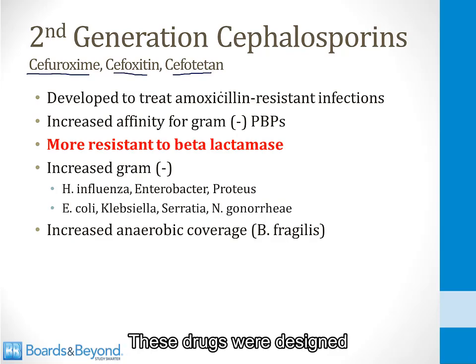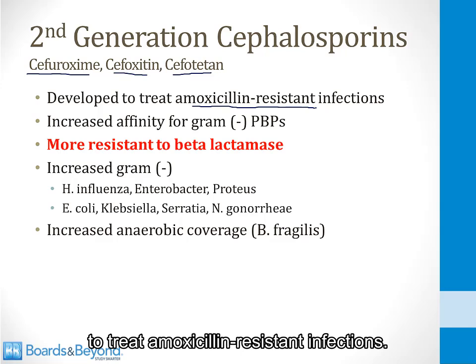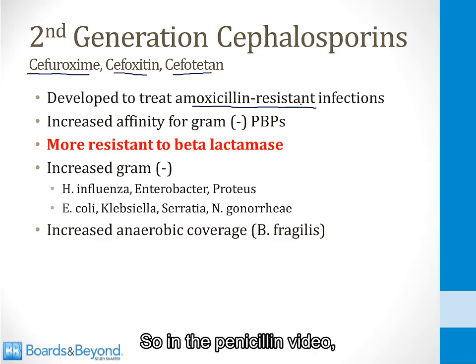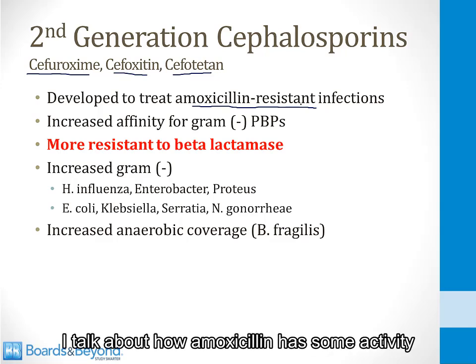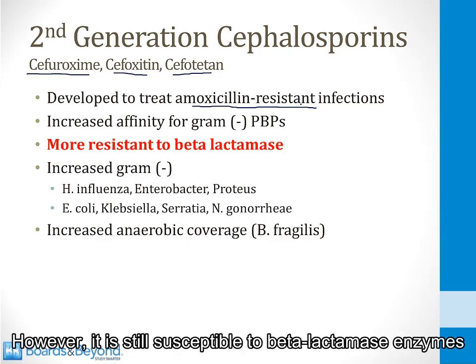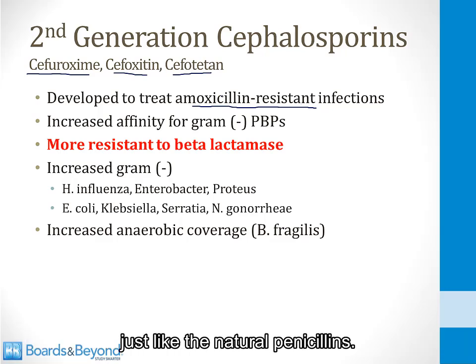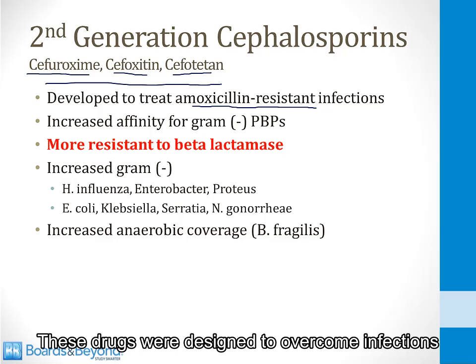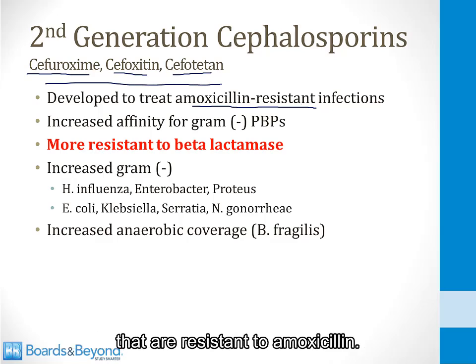Second-generation cephalosporins include cefuroxime, cefoxitin, and cefotetan. These drugs were designed to treat amoxicillin-resistant infections. So in the penicillin video, I talk about how amoxicillin has some activity against gram-negative bacteria. However, it is still susceptible to beta-lactamase enzymes just like the natural penicillins. These drugs were designed to overcome infections that are resistant to amoxicillin.